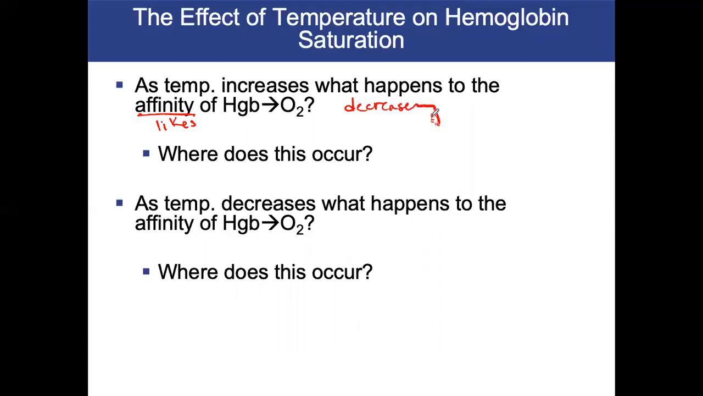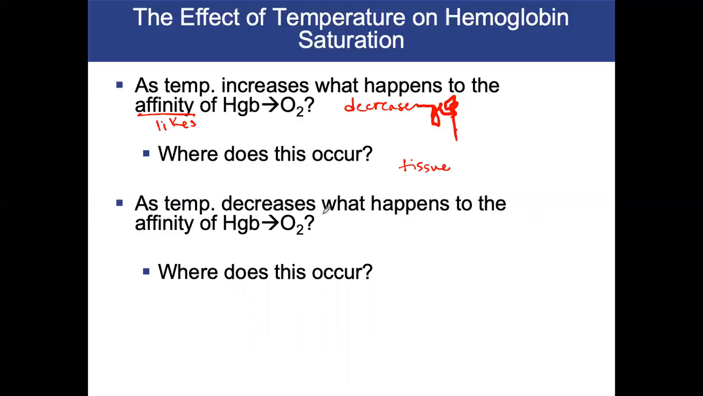Oh, uh-oh. I always hate this when I Google this. Sorry, you guys. Okay, so it decreases. Normally in the body, where does this occur? Okay, so where do you have a higher temperature? At the lungs or at the tissue? Right? You're going through metabolism, you're breaking bonds, so temperature is going to go up.